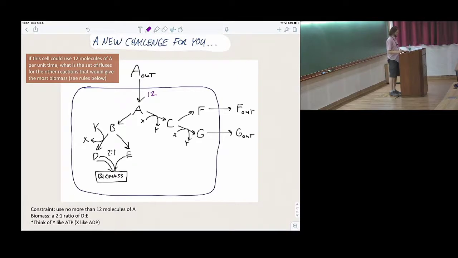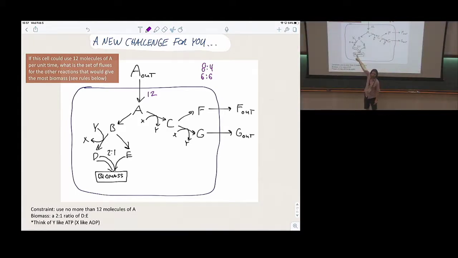Six and six? So we've heard an 8 to 4, we've heard a 6 to 6. Oh, and let me explain one last thing that might be confusing. Imagine biomass requires 2 molecules of D and 1 molecule of E to make a little brick of biomass. So they have to be in that ratio, because that will certainly temper the answers too.